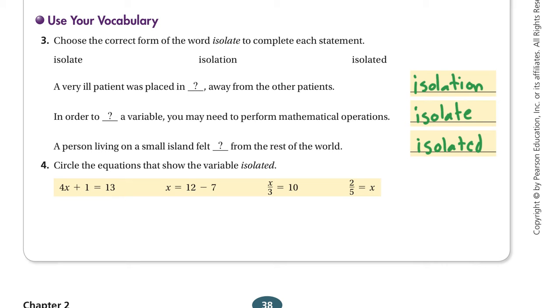So the equations at the bottom here that have a variable that is isolated, there's only 2. This equation and this equation. The thing I want you to notice is that in the equations that aren't isolated, 4 is also on this side, 1 is also on the same side. In the other equation, 3 is on the same side. So that's why those equations are not isolated.